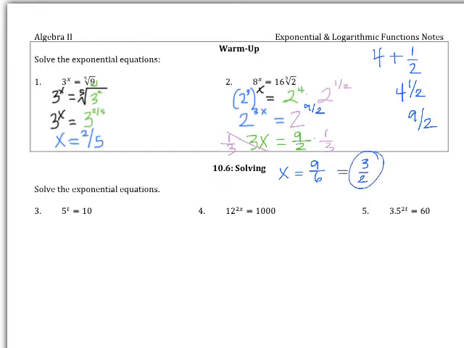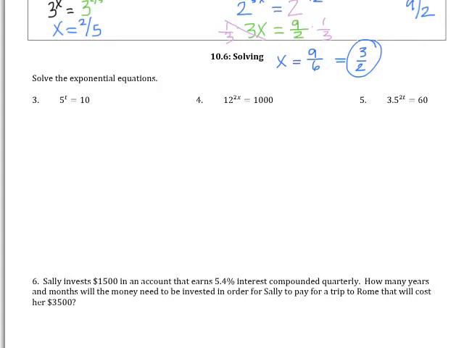So when I look down at 3, 4, and 5, what I notice is that 5 and 10 do not share a common base, nor do 12 and 100, nor do 3.5 and 60. So that is when I need to start solving these problems using logarithms. So when I look at number 3, I know that 5 and 10 do not share any common bases.